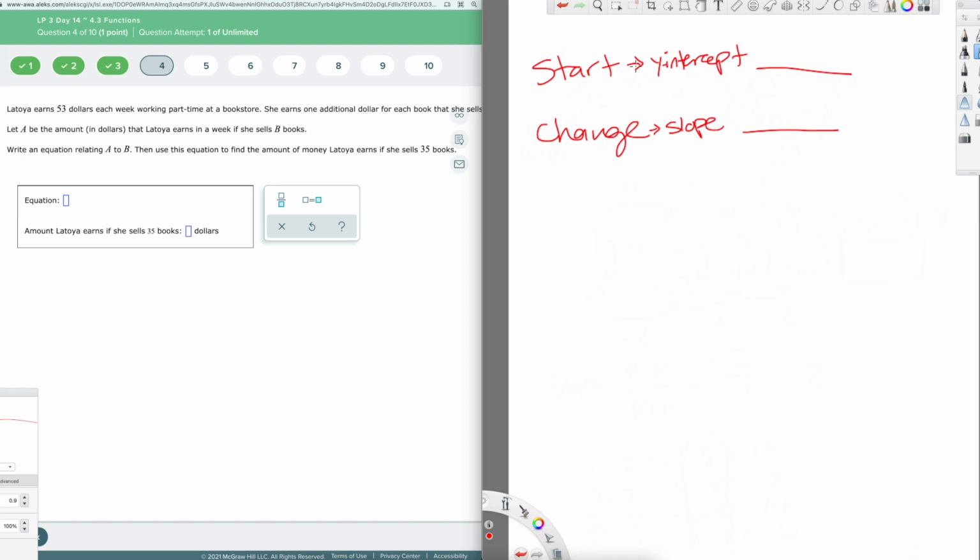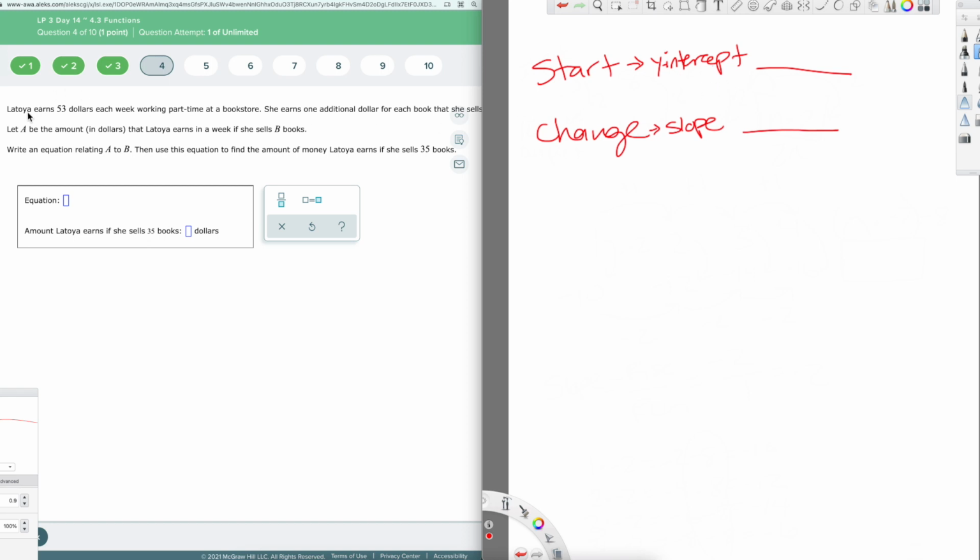But we definitely want to understand, especially once we start graphing here, that our y-intercept is our starting point. And then we create a line from that using the slope. And the slope is the change. How much am I going up or down?